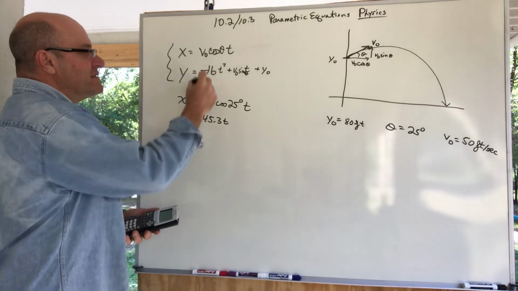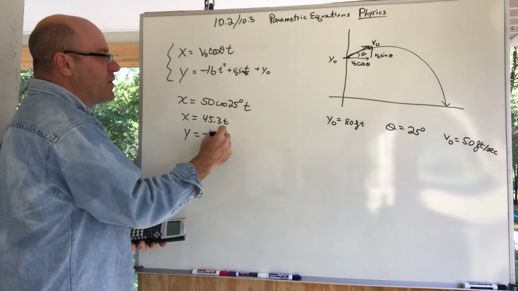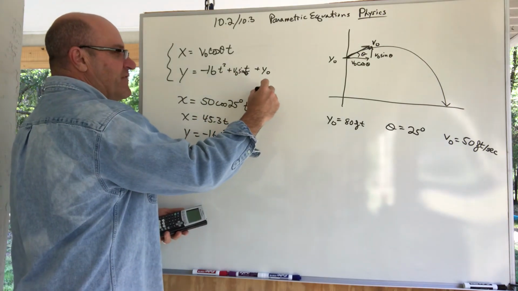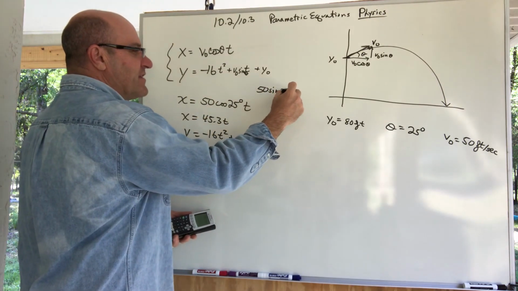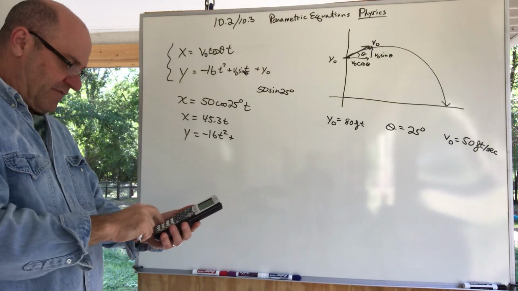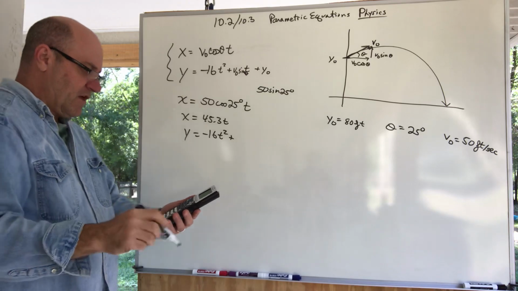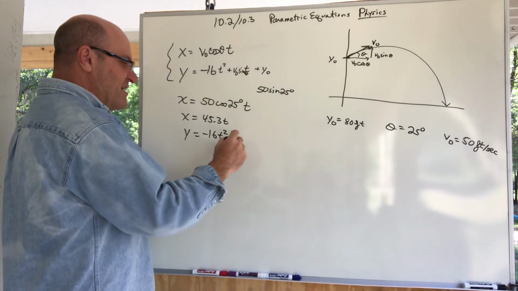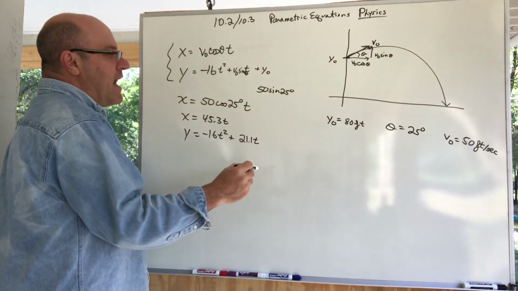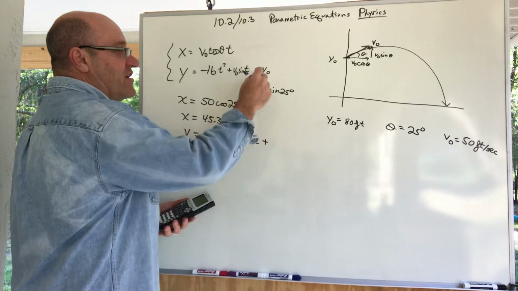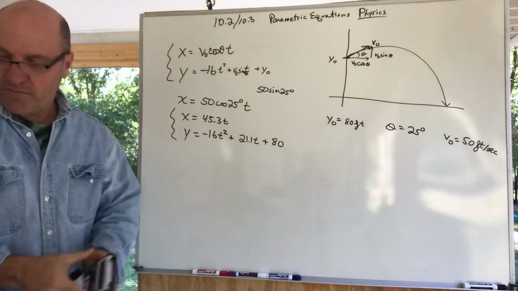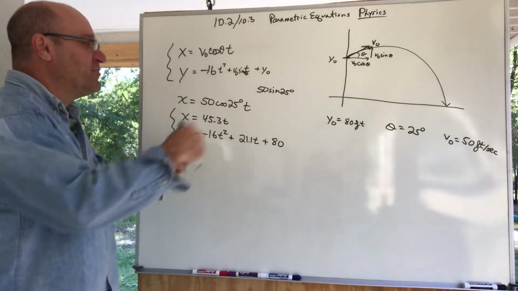And y is negative 16 t squared plus v naught sine theta, that's 50 sine of 25. Let's just fill that in. What is that? 50 times the sine of 25 degrees is 21.13, I'll just call it 21.1. I am rounding this, t. And plus that initial y height, which was 80 feet. So there you go. Those are the parametric equations for a launched projectile.